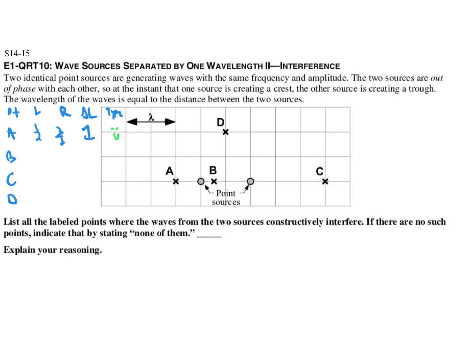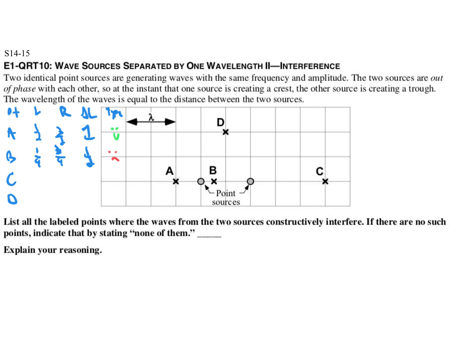Point B is 1/4 wavelength from the source, because it's half a box, and each box is half a wavelength. It is, on the other hand, 1.5 boxes, or 3/4 wavelength away from the other source, which means the difference is 1/2 wavelength. This is destructive interference.